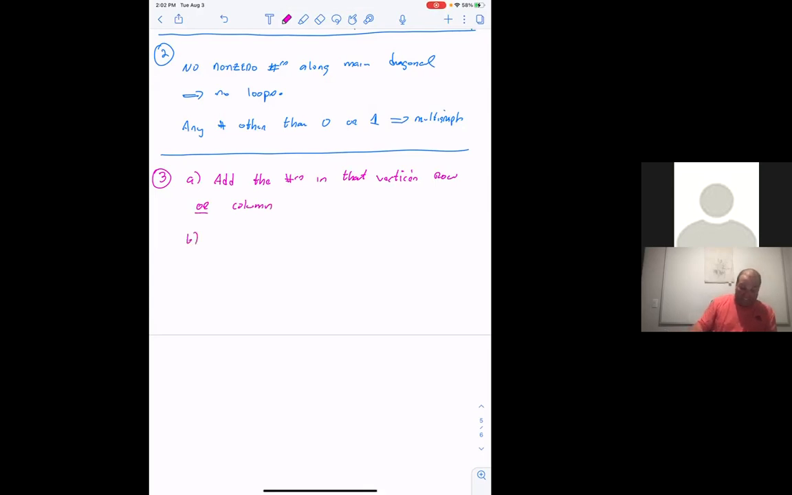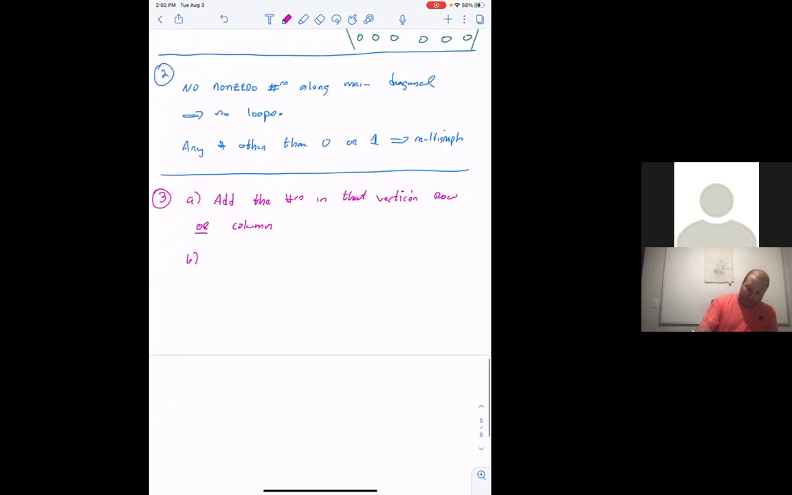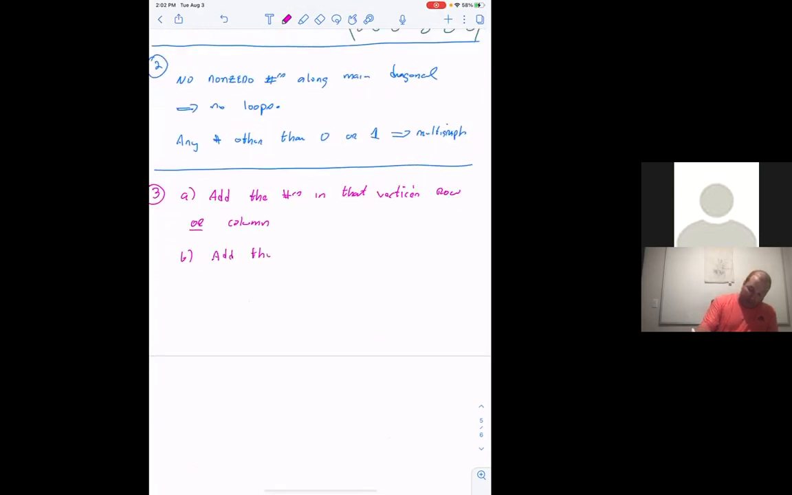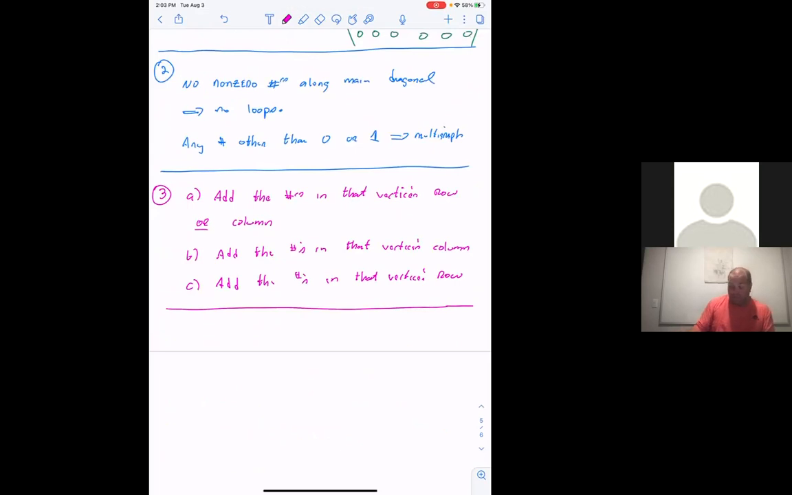B, how about the in degree? The in degree, we spoke about this before, so this is not new. Add the numbers in that vertex's column. And the out degree, add the numbers in that vertex's row. So that was not new. We've done that before.